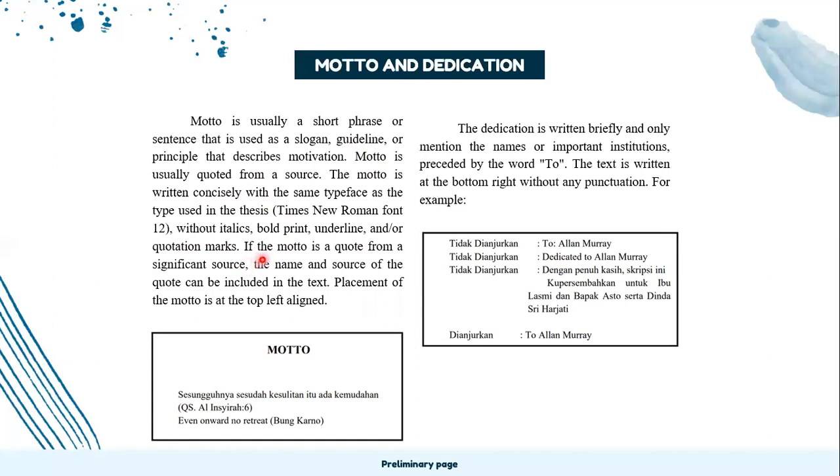If the motto is a quote from a significant source, the name and source of the quote can be included in the text. Placement of the motto is at the top left aligned. You can look at it here as an example. The next is the dedication. The dedication is written briefly and only mention the names or important institutions preceded by the word to. The text is written at the bottom right without any punctuation. For example, you can look at it here.